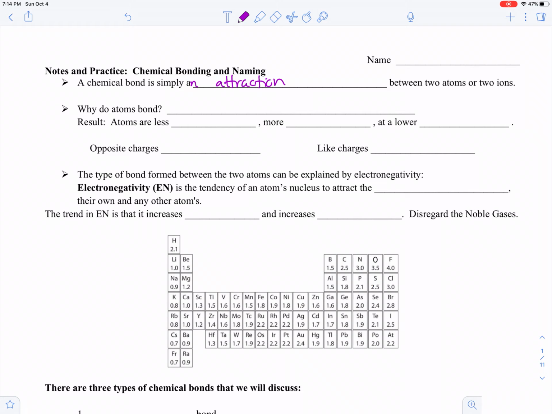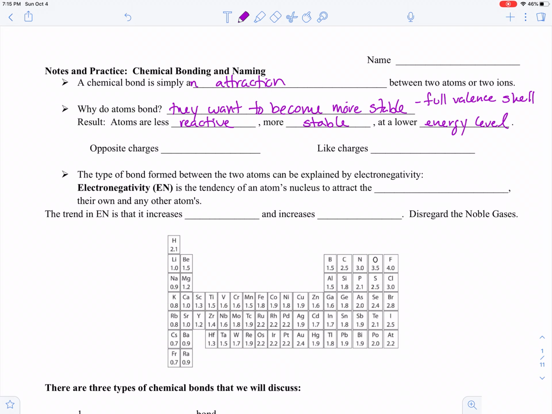And the reason that atoms or ions make bonds is that they want to become more stable. And again, to be more stable is to be more like a noble gas, so technically they're trying to get to that full valence shell. The results are that atoms are less reactive and more stable, and are technically at a lower energy level. And that's what their goal is.